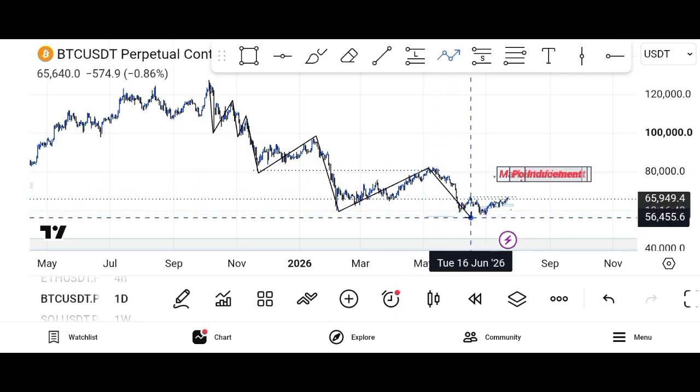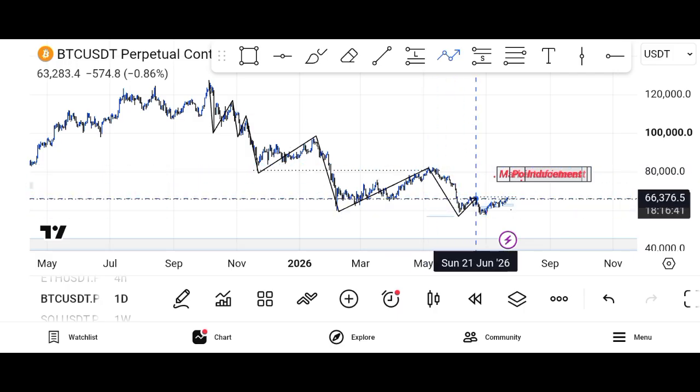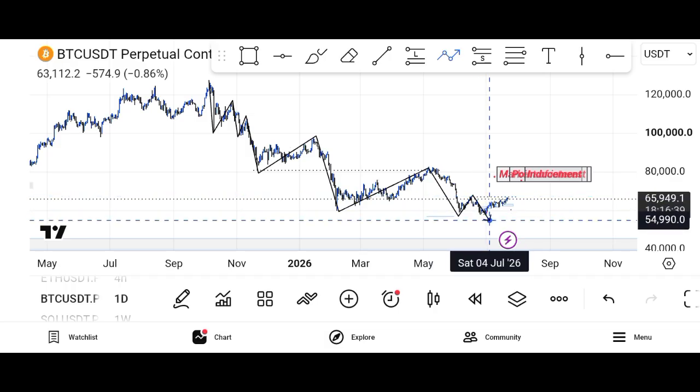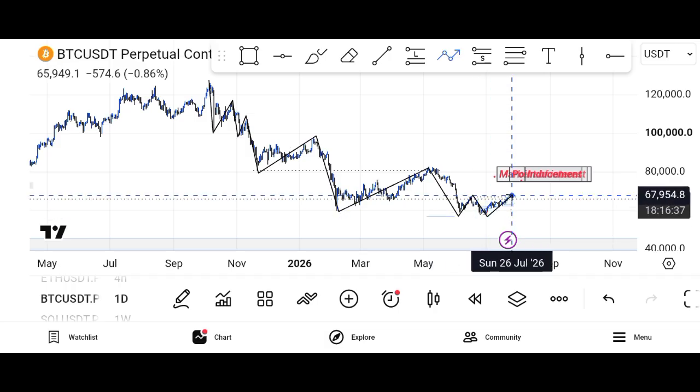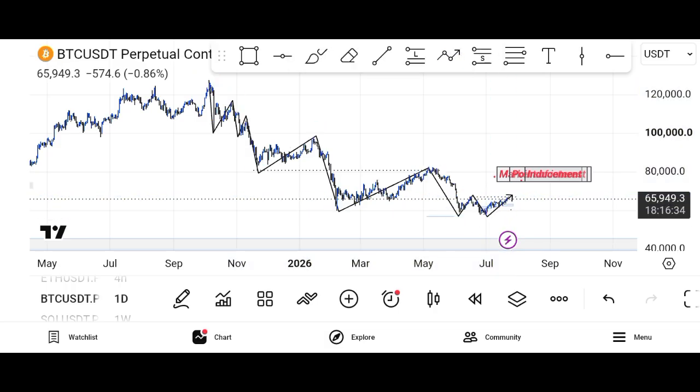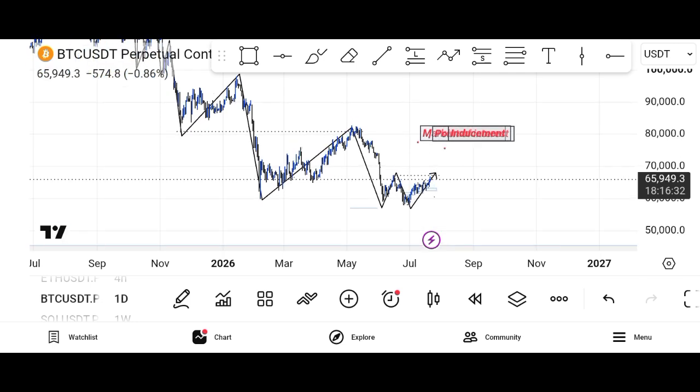After this expansion, the market is to give us a retracement. After any expansion we have in the market, it would give us a retracement. So we understand this thing, and we're going to be capitalizing on it as well.